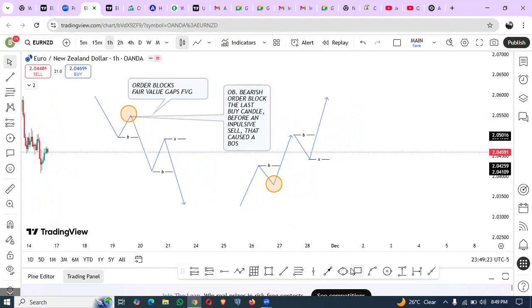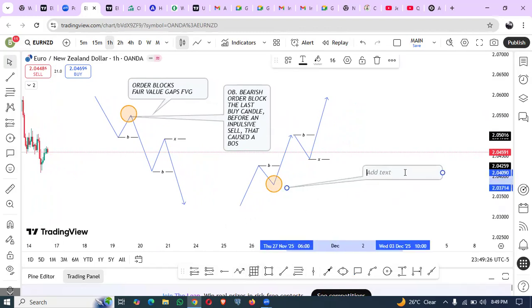Then for your bullish order block, it is the last sell candle before the impulsive buy.